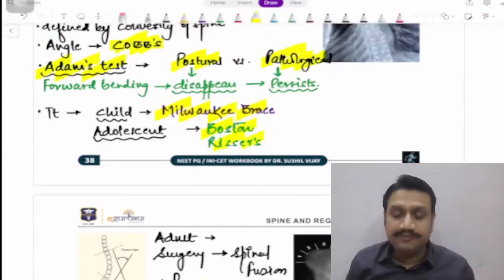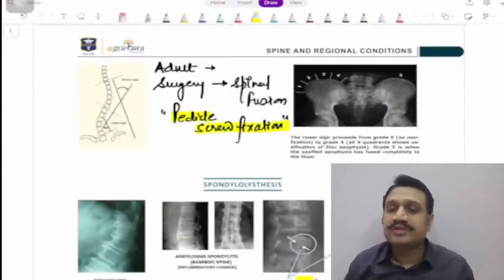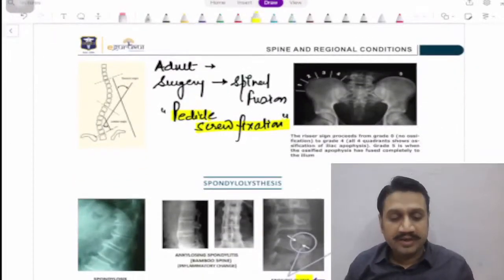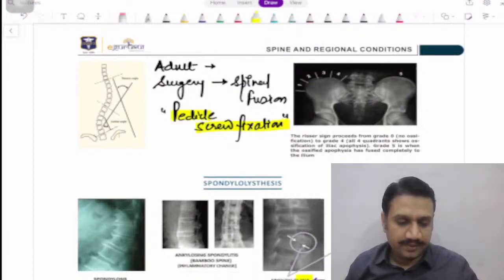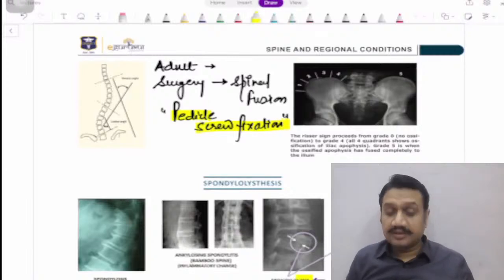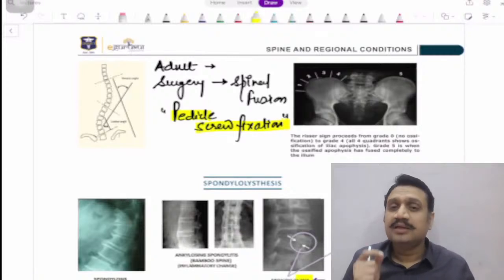Okay, and that spinal fusion is done by the usage of pedicle screws. It is done by usage of pedicle screws. All right, so this is about your scoliosis. So pedicle is the only way.